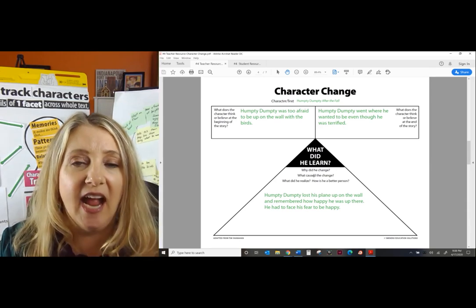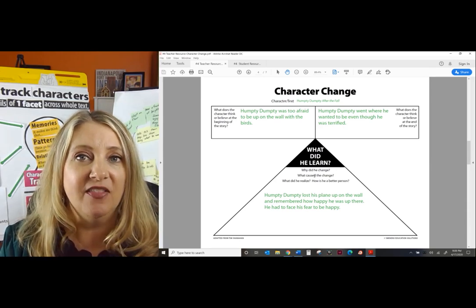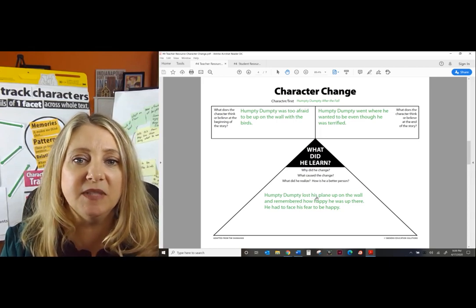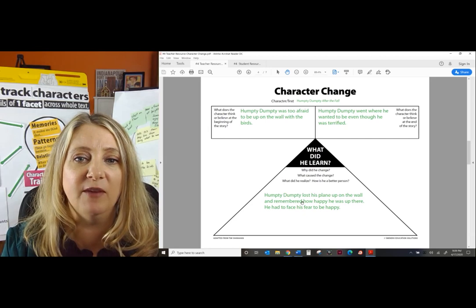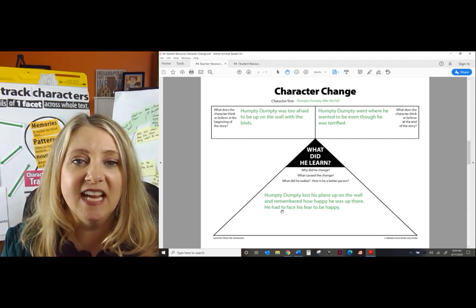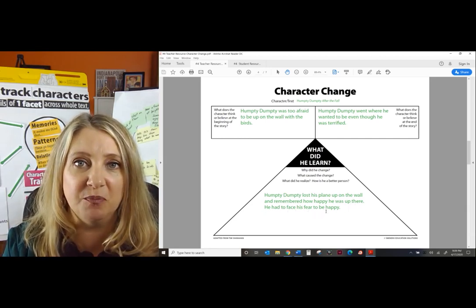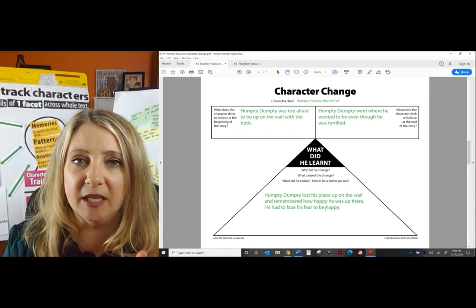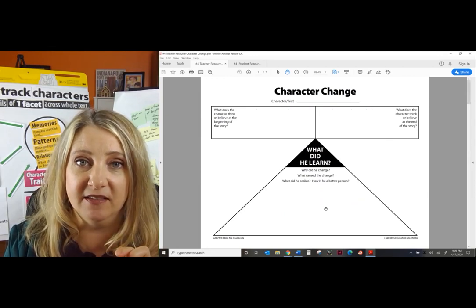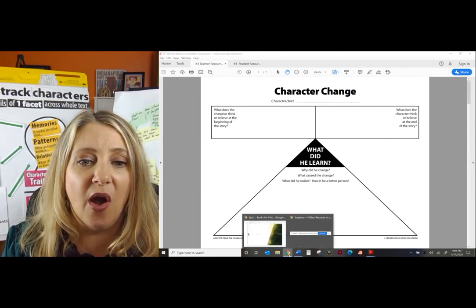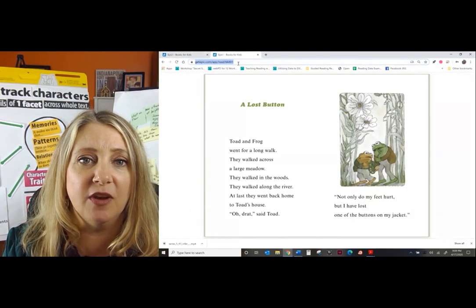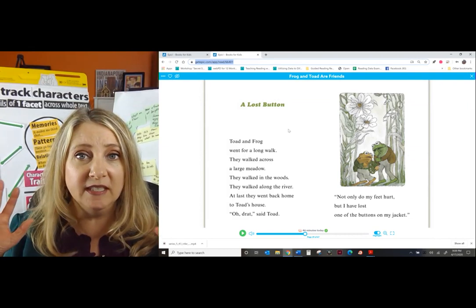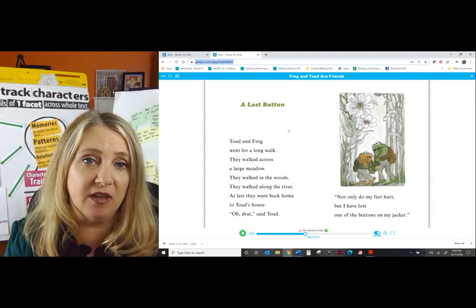Why did he change? How is he a better person? That's the hard part in this character change piece. Humpty Dumpty lost his plane up on the wall and remembered how happy he was up there. He had to face his fear to be happy. So that's what I want you to think about in your assignment today. So we're going to go back to the text that you guys have been working on with Frog and Toad. And remember, it's not the whole text. It's just that third chapter, A Lost Button.